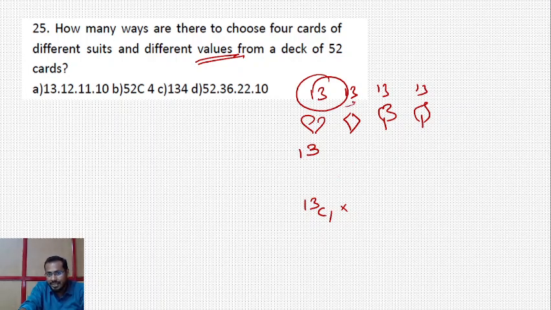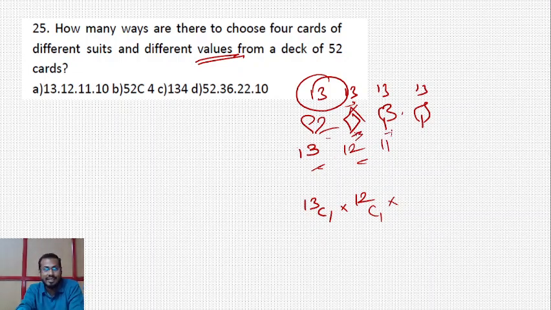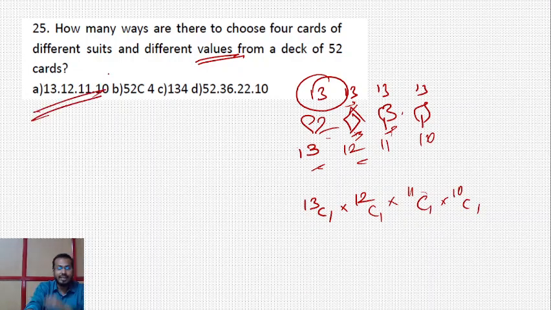Out of this 13, if I select a numbered card, that is 2, it means that 2 should not be picked here. So out of 12, I need to select 1. Then out of 11, those 2 cards I should not select. The symbol is different, but the number, if I select number 2, don't select number 2 here. I will select number 3. Then 2 and 3 should not be selected here. It should be 4 to 9, any other number. So from 11, I'm going to select 1. And out of 10, I'm going to select 1. So 13, 12, 11 and 10 is the right one. Clear?